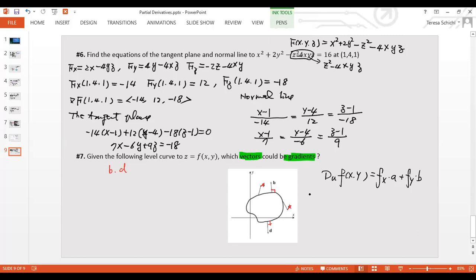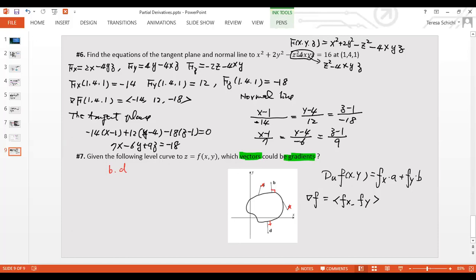Then we also defined what we call the gradient vector. The gradient vector will just be the two partials, or if you have three variables, three partials. So the gradient vector plays an important role. For all the directional derivatives at a specific point, the maximum rate of change happens if your vector is in the same direction as the gradient vector. Okay, so that's the second part we need to know.